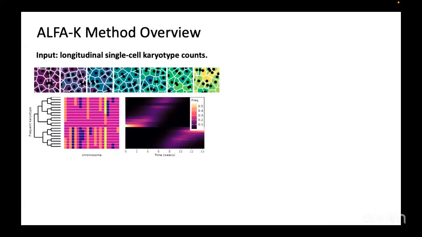In the images here, on the left, each row represents a karyotype, so a bunch of cells that all have the same copy number on the chromosomes. And we would look at the frequency of each karyotype as that evolves over time. That's the basic input to the AlphaK method.